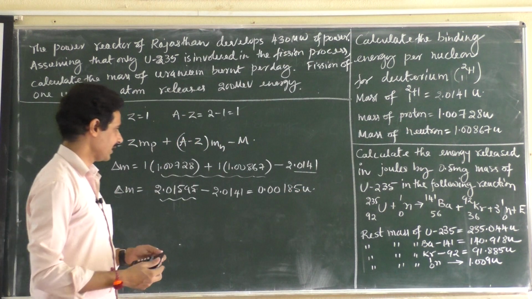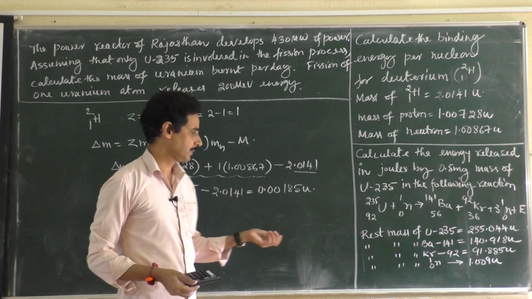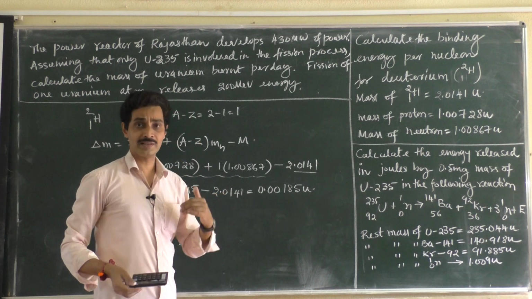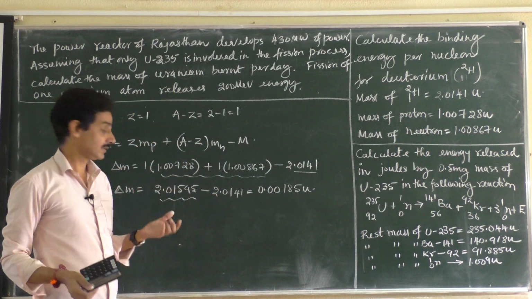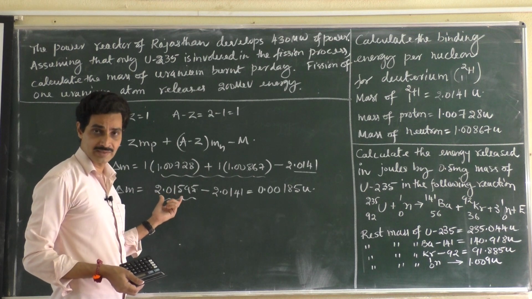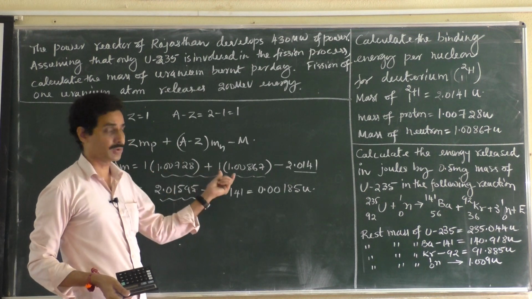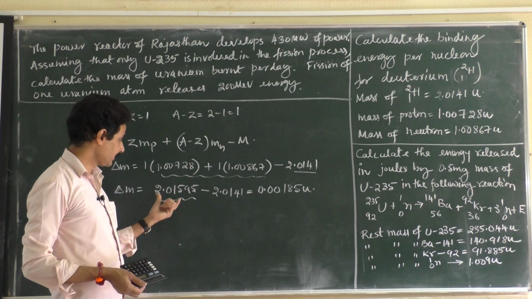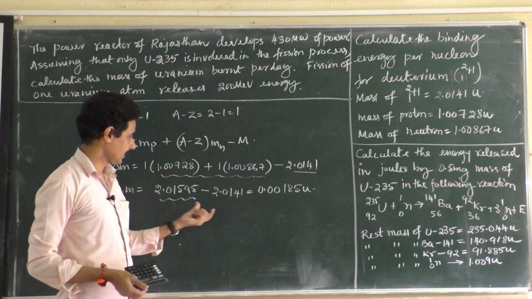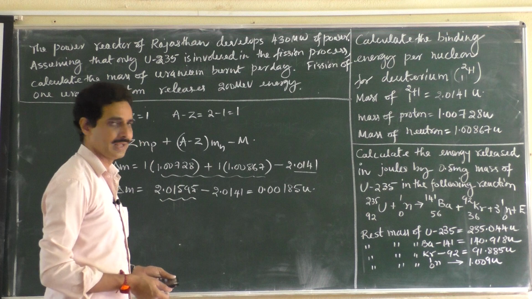So this much of mass is lost while forming the nucleus, because actually what do we expect is the total mass of the nucleus to be this much, because it contains one proton and one neutron. But this is not the mass of the nucleus, it will be less. So when you subtract this, you will get 0.00185 U.